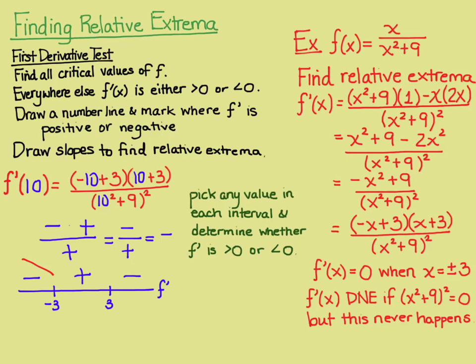So you can see in this interval from negative infinity to negative 3, I've drawn in red a decreasing line. From negative 3 to 3, I have an increasing line, and from 3 onward, I have a decreasing line. Now I can see that I have a relative min at x equals negative 3, and a relative max at x equals 3. That's because these are where the valleys and the peaks are in my graph.